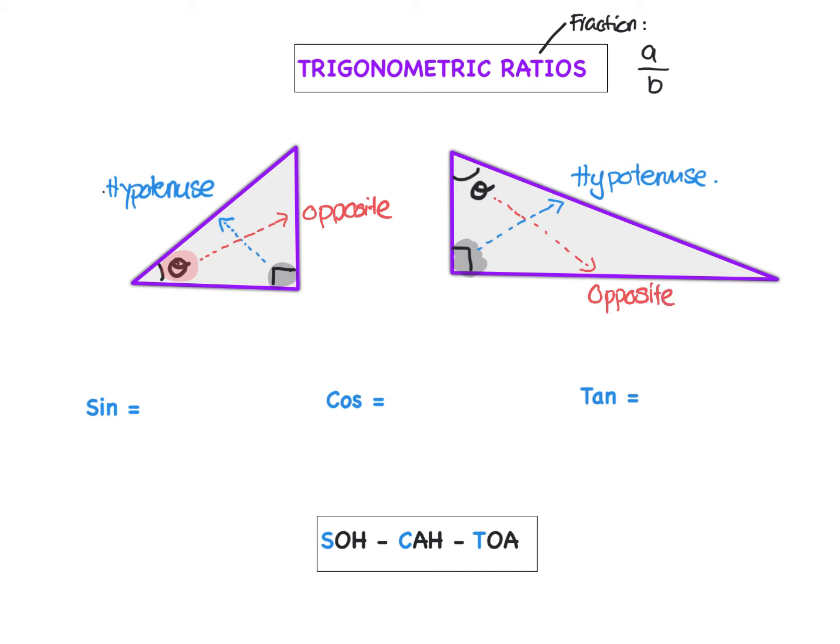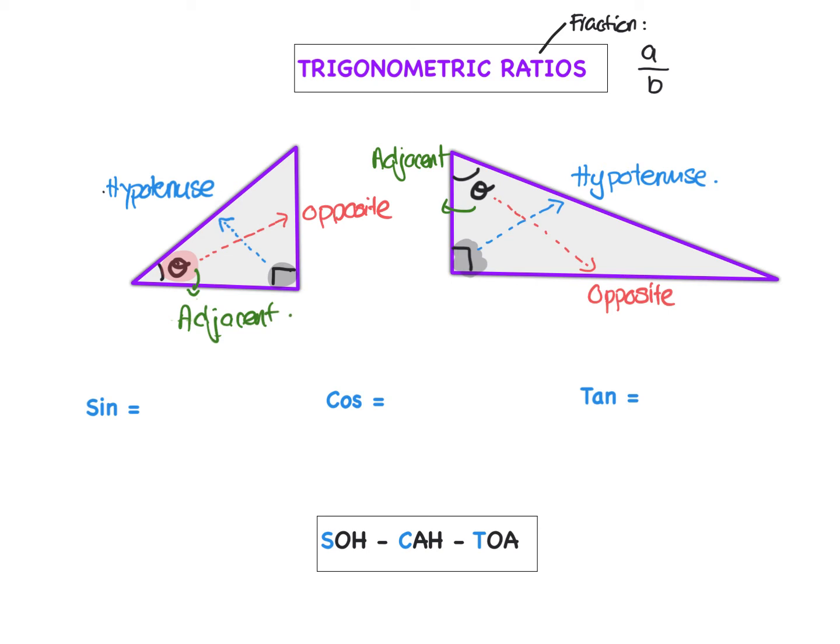Now you've got one last side to label, and see how it's next to the angle they've labelled. Next to, in maths, we often use the word adjacent. So this one here is the adjacent. I think I spelled adjacent wrong there, sorry. Okay, so now we've labelled the triangles.